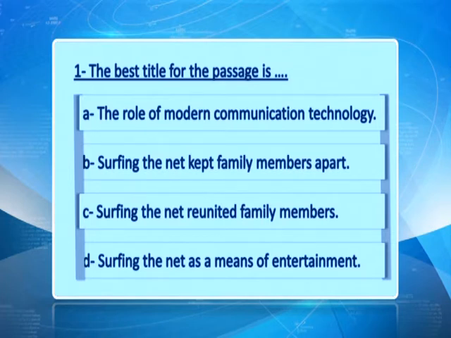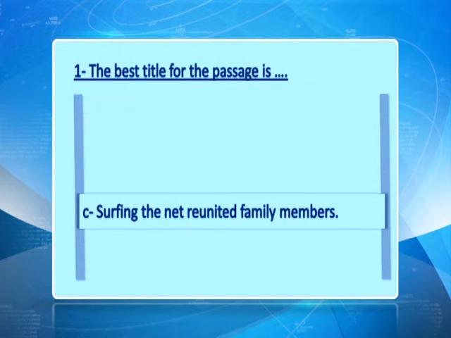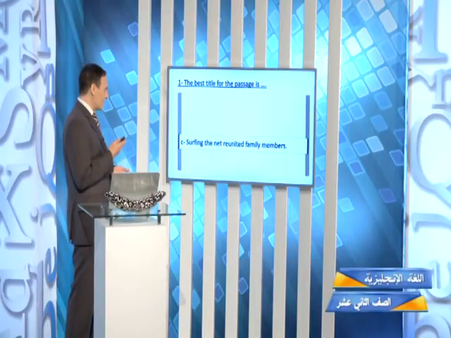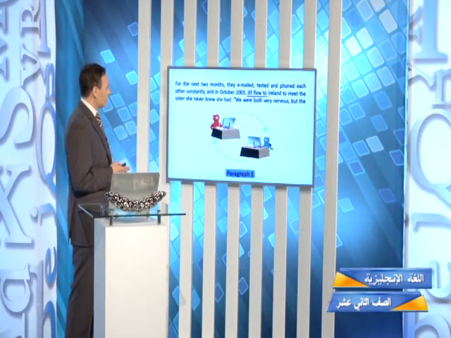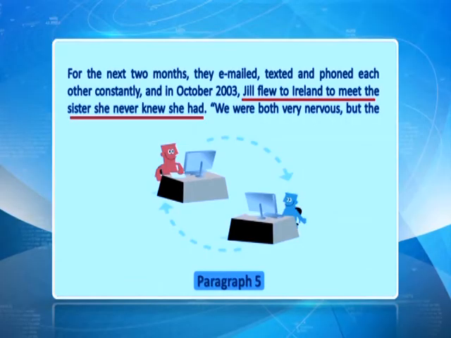Okay, so the right answer is C, surfing the net reunited family members. And if you need some justification why this is the best title, then you have to look at paragraph 5, for example, where you find the information that Jill flew to Ireland to meet the sister she never knew she had. And this justifies that it is a case of family reunion. Jill is flying to meet her sister. Okay?